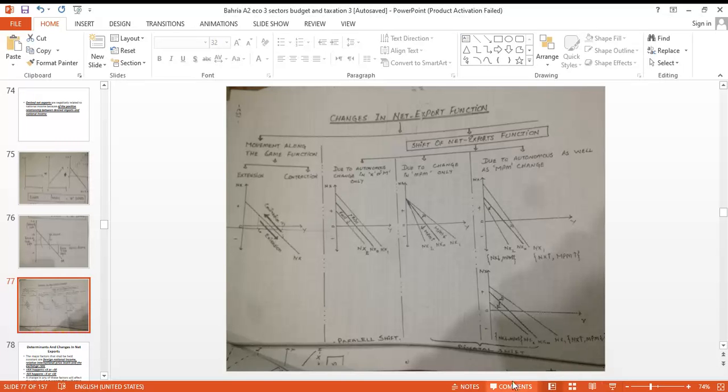Now look at the third graph. In the third graph, what is happening? Now in the third graph, your curve is not shifting. The curve is at the same point as it was. This is a very interesting situation. The curve is not shifting. What is happening is that simply your MPM changes, your propensity to import changes. We start from NX0 only. Okay, we are starting from net export 0, and your MPM falls.